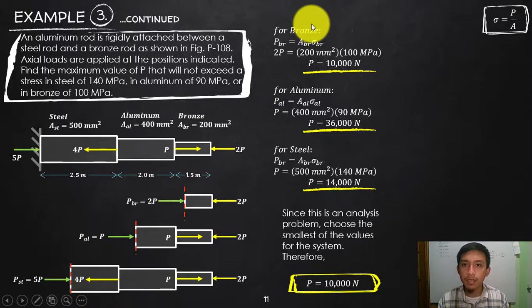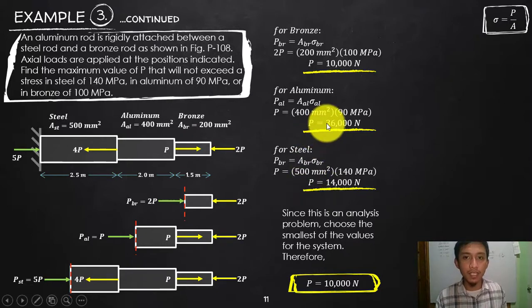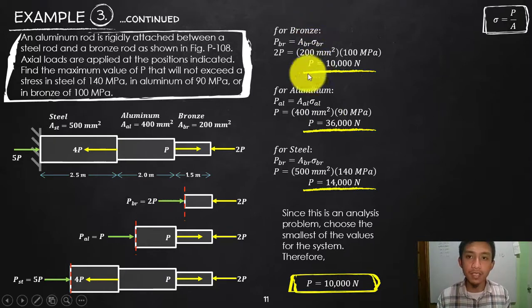For aluminum, the same formula, area times sigma. So the area of that is 400, and the strength of that aluminum is 90 only. So multiply that one, 400 times 90 will be 36,000 newtons. That is what should be the P that can be carried by aluminum. And for steel, the same, 500, since that is the area, 140 is the strength, that is 14,000. So that is the one that will be carried by the steel. So they have different values of P that can be carried by the different types of materials. But the question there is, within that value of P, all of this should be able to carry, okay?